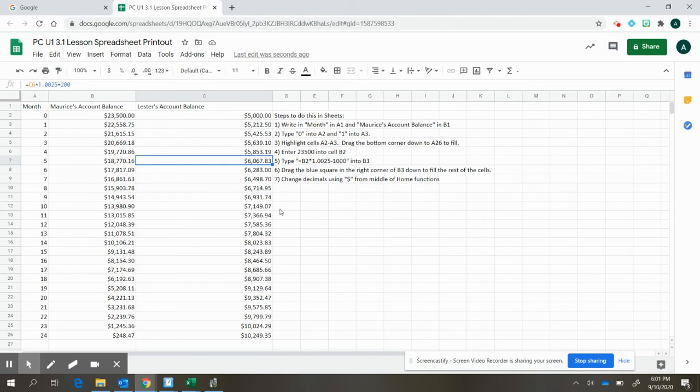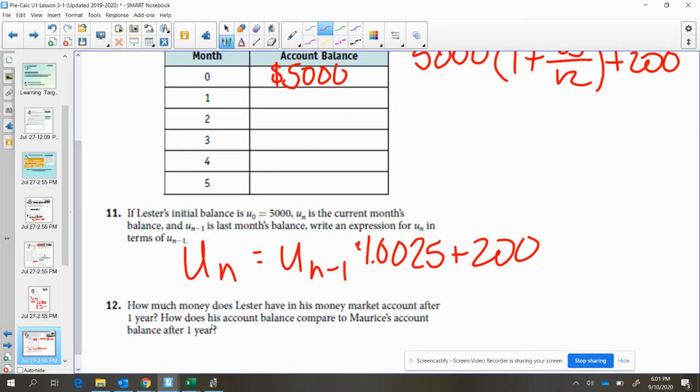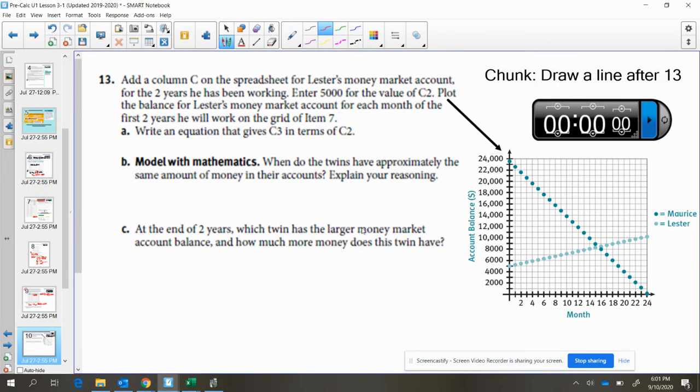$6,067.83, right? And notice there is a crossover point in which there is going to be more money in Lester's account than Maurice's account, right? And it's kind of happening here at this intersection in between the two of them. Right about here at the month 15-ish marker, we can see that overlap occur and which account has more money.